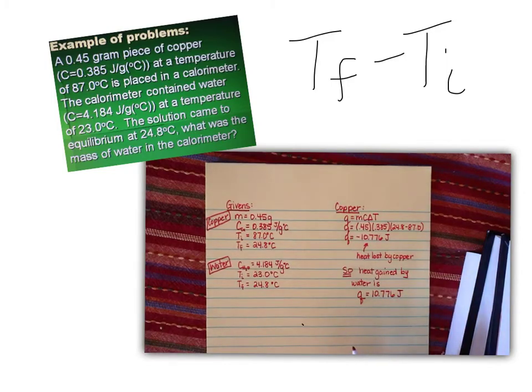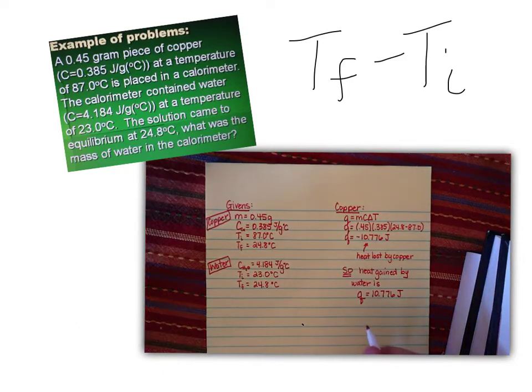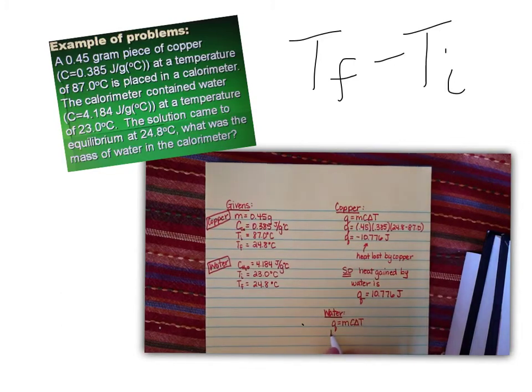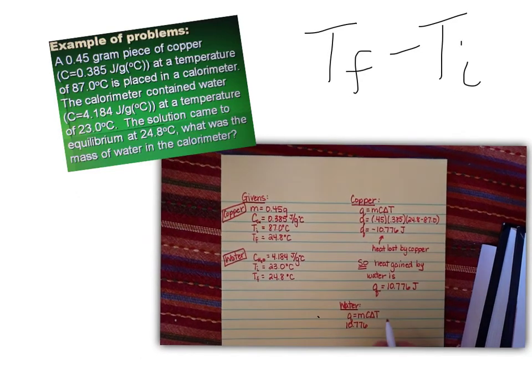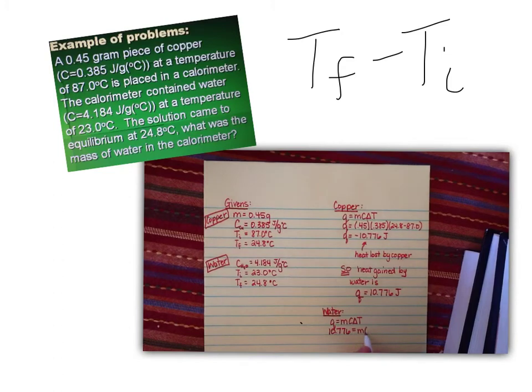Now, why is that helpful? Well, we are trying to solve for the mass of the water. We know the specific heat of it. We know the TF and TI. If we know Q, then we can plug in and solve for mass. So we're going to write out the equation for the specific heat capacity of water. So again, we're going to just use Q equals MC delta T. Okay, so I plug in that positive 10.776.